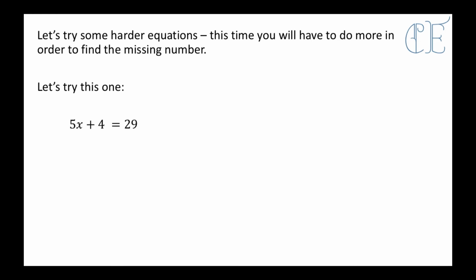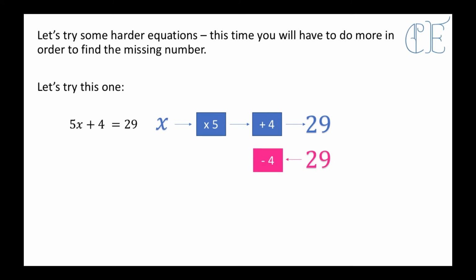Okay, so let's have a look at another example. 5x plus 4 equals 29. So I have my x here, and it's being timesed by 5, and then I've got 4 added onto it, and it equals 29. So to find x, we do the reverse calculation. So we do 29, take away 4, and then divide by 5 gives us x. Well, 29 take away 4 is 25, and 25 divided by 5 is 5. So x must equal 5.